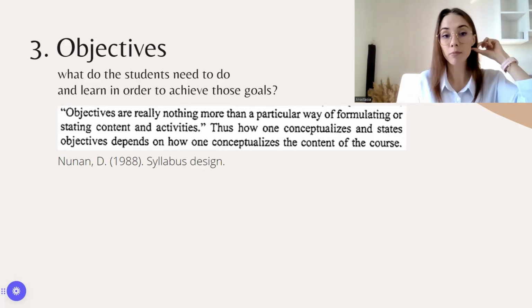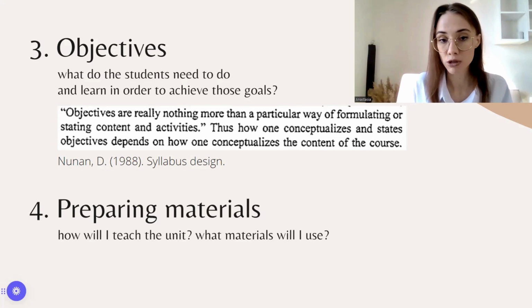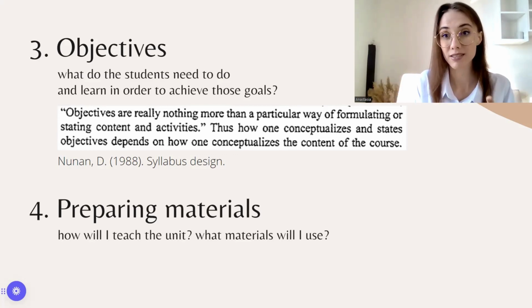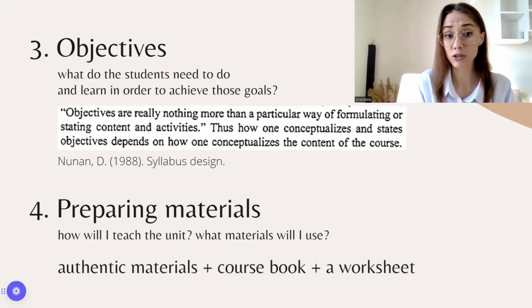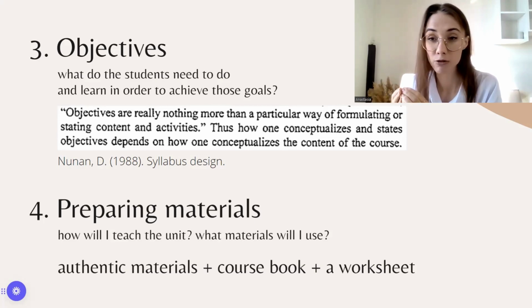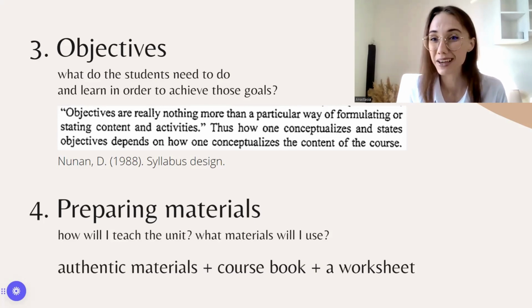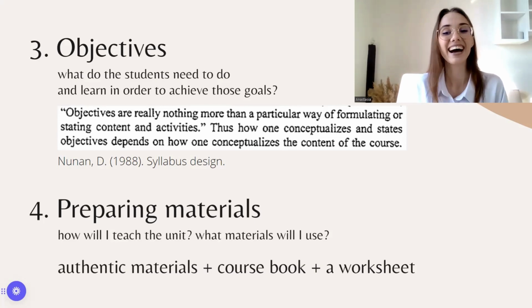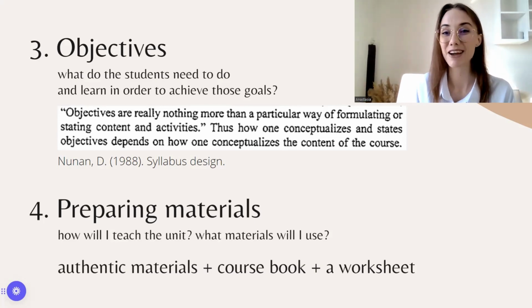Now, I need to think about the materials. How will I teach the unit? What materials will I use? And since we are preparing a perfect unit, I cannot rely solely on the course book because these are not the topics that I can find in the course book. So, of course, I will be resorting to some authentic materials. I still want to make the most out of the course book as much as I can, because, you know, course books were written by very smart people, and I don't want to do away with them completely. I want them. And I will be using a worksheet that I will also mention a tiny bit later.